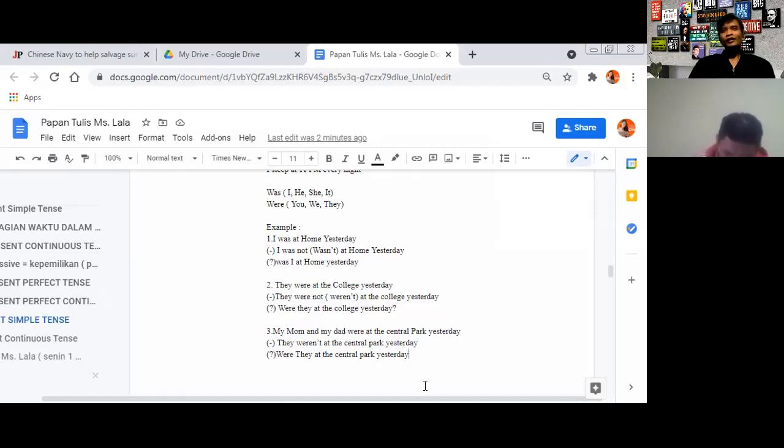They were at the cafe yesterday. They were in the bus yesterday. You can say in the bus. They were in South America last year. They were in Argentina last year, for example. Yeah, this is the position.